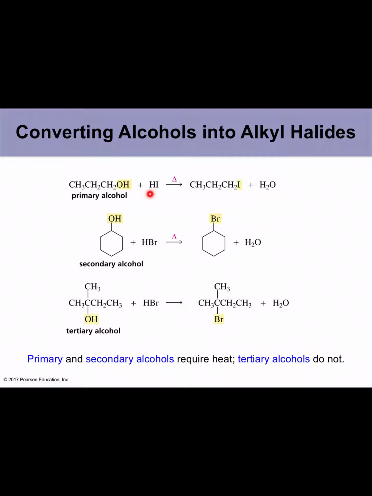That's a primary alcohol. And then if you have a secondary alcohol in the presence of hydrobromic acid, again this will protonate and make it a good leaving group. So it can give you bromocyclohexane. And if you have a tertiary alcohol, again in the presence of hydrobromic acid, it can form a tertiary bromide. Primary and secondary alcohols require heat, but the tertiary alcohol does not require heat, because the tertiary carbocation that forms is more stable compared to primary and secondary.